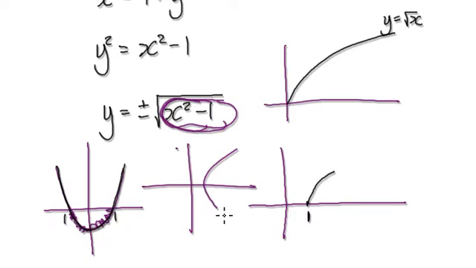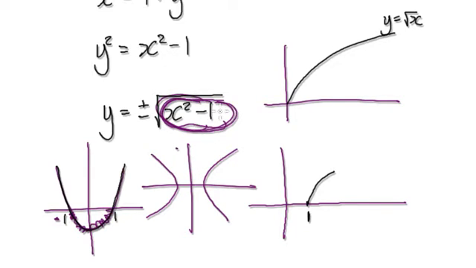Bear with me. That's why your graph looks like this, because between negative 1 and 1, this thing here will be negative. That's why it's undefined here. This is not in your domain. That's why you've got a gap here.